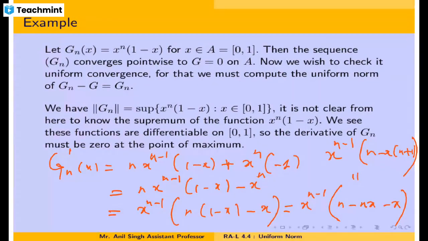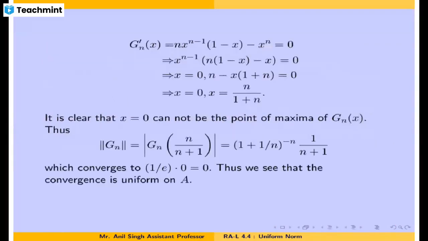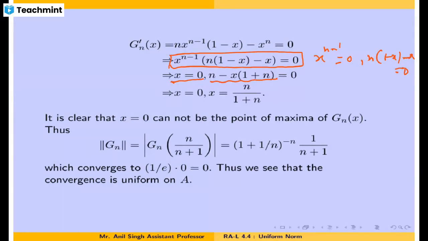So for the maximum value, this derivative has to be 0. Let's equate this to 0. तो जब मैं इसको 0 के बराबर रखेंगे, तो this expression will be 0. तो this is a product. तो product में 0 कब होगा, या तो x to power n minus 1 0 होगा, या तो n into 1 minus x equal to 0 होगा. तो x to power n minus 1 0 होने का मतलब है x 0 होगा. Either x equal to 0, या यहां से आपके पास second वाली जो equation है, वहां से x की value find करो, it comes out to be n upon n plus 1.